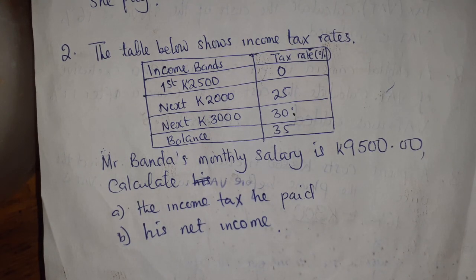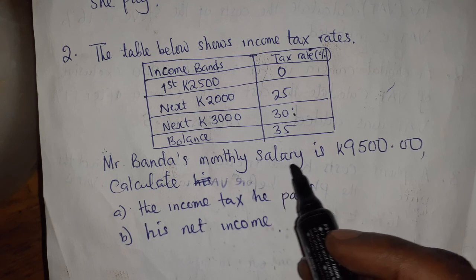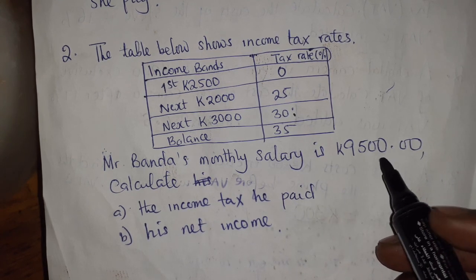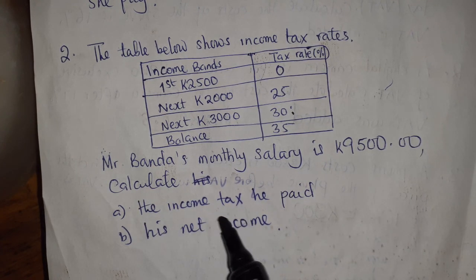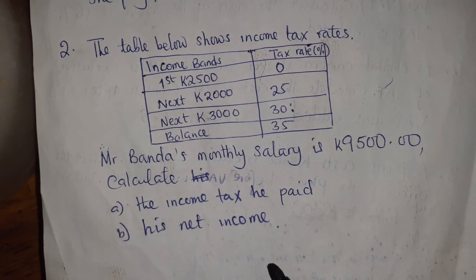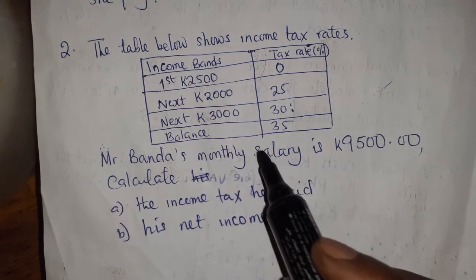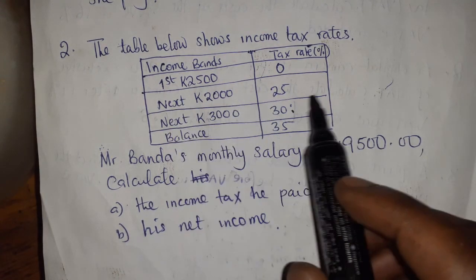Then we are told now that Mr. Banda's monthly salary is 9,500. Calculate his income tax. Calculate the income tax he paid. I hope this is very clear. Have you read the income tax bands here? This is the breakdown.